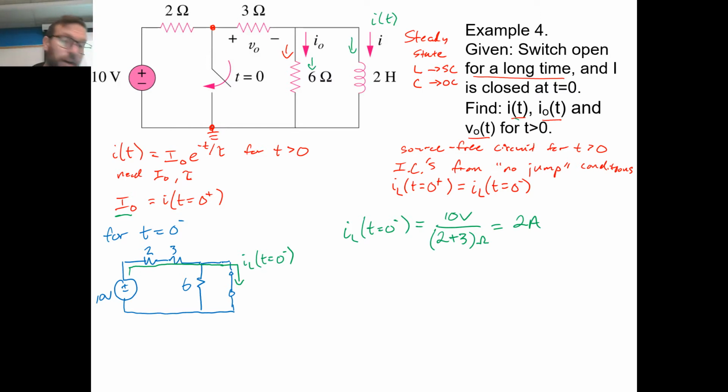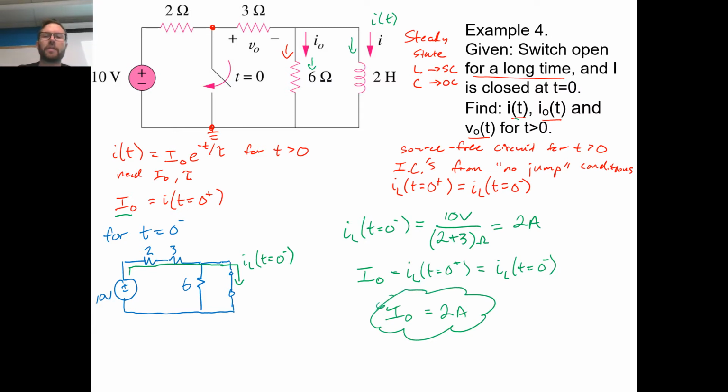When we're finding capital I naught, it's the pre-exponential, the coefficient on the exponential term for i of t, the current through the inductor, and we've found it because it's equal to IL of t equals 0 plus. But we know by the no jump conditions that's also equal to IL of t equals 0 minus, which we've just found, and so I naught is equal to 2 amps. So there's our I naught. We now need to find tau, which we'll do on the next page.